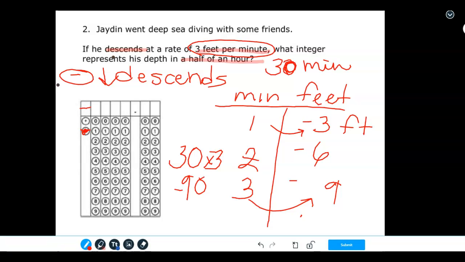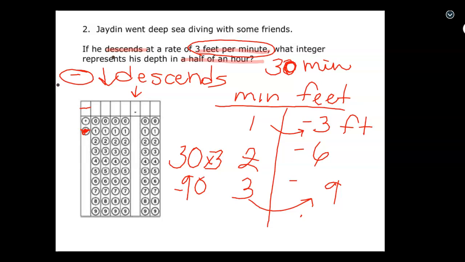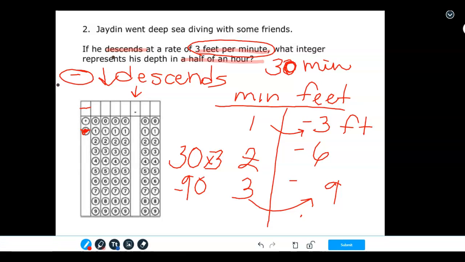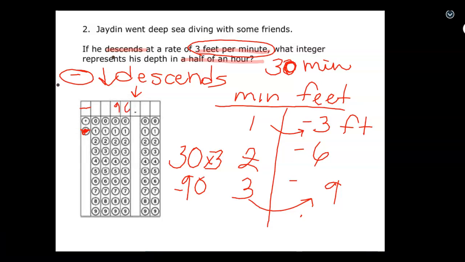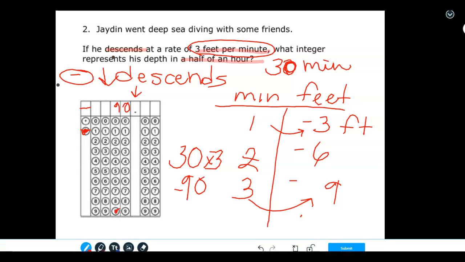However, my 90 does not go right next to it because that would be 9,000. I have to watch where my decimal is. It's right here. Okay, so if I'm talking about the number 90, whether it's negative or positive, I have to use the tens and ones place value, right? So my 90 is going to go here. And then I have to bubble in my 9 and my 0.